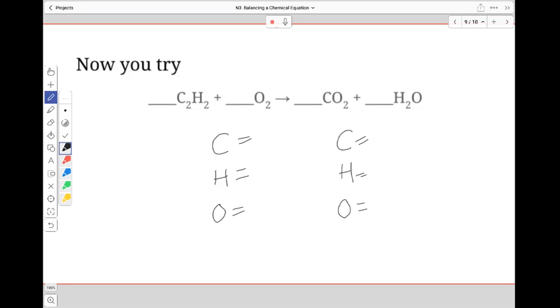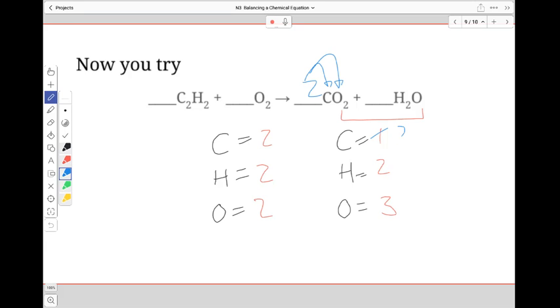All right, so here we go. Counting our elements. A lot of you are getting good at this. So we have 2 carbons, 2 hydrogens, 2 oxygens. Over here I have 1 carbon, I have 2 hydrogens, and I have a grand total of 3 oxygens. Okay? They're not even, but we're going to start balancing from left to right. Are the carbons balanced? No, they're not. So I'm going to put a coefficient of 2 here, which will distribute here and here.